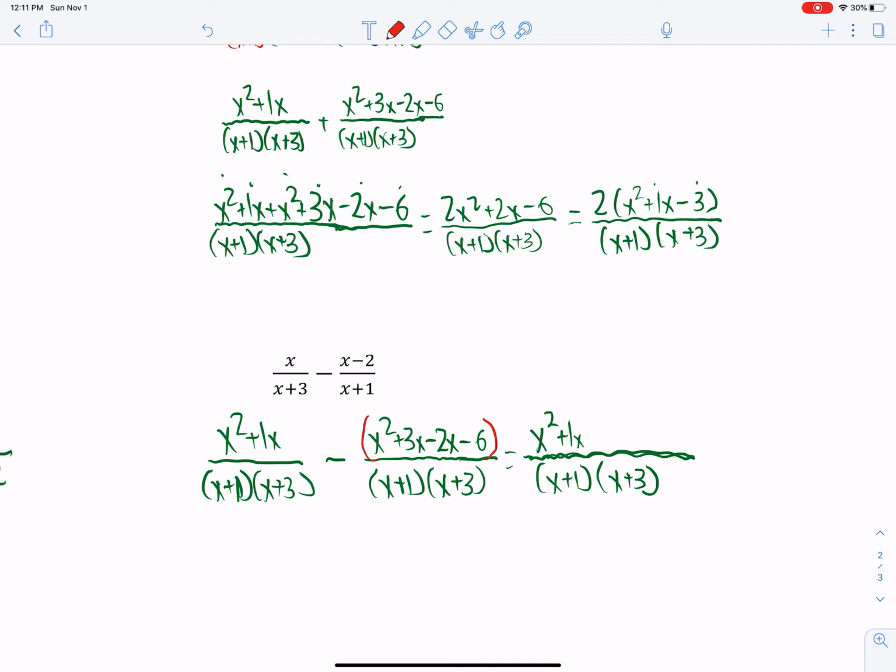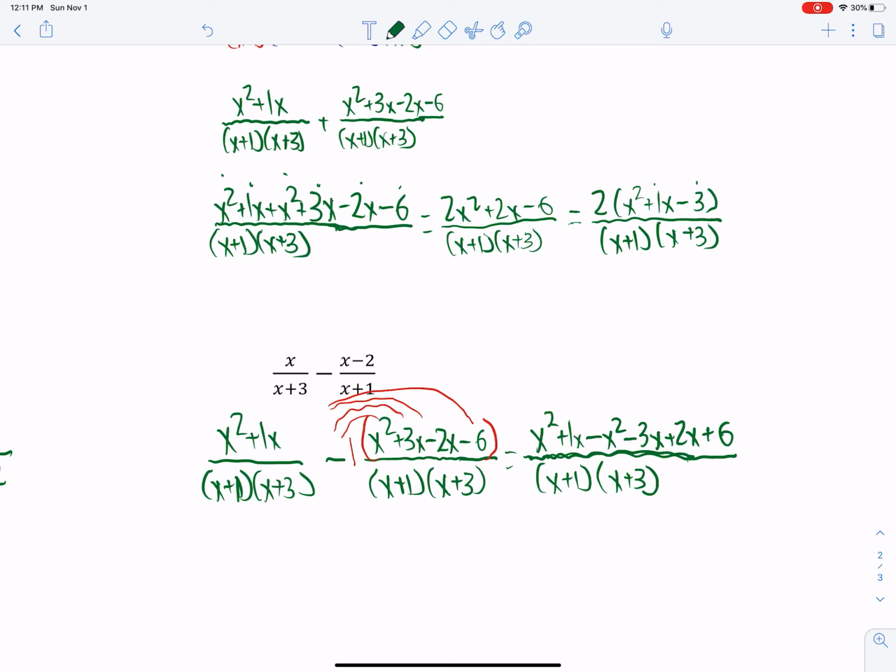So what that means is you need to take this minus sign, think of it like it's a -1, and distribute it to every term on the top of that next fraction. So instead of a positive x squared, that's going to be minus x squared. Instead of plus 3x, it's minus 3x. Minus -2x is plus 2x. Minus -6 is plus 6. So when you're subtracting fractions in this chapter, after you get a common denominator, distribute the negative sign to the top of the second fraction.